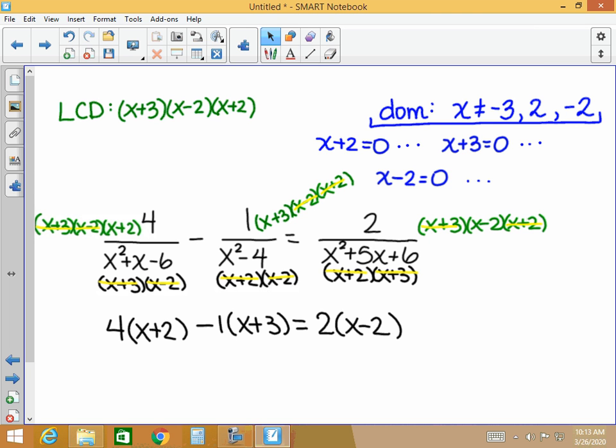This is an equation we should know how to solve for x. Go ahead and pause it, solve for x, and then turn it back on when you want to see if you're right.